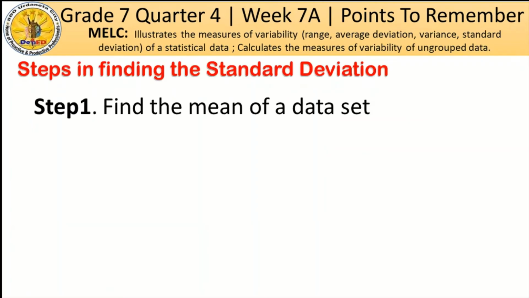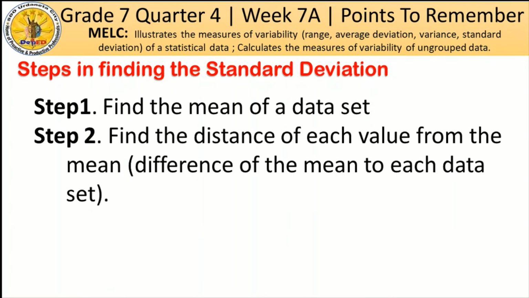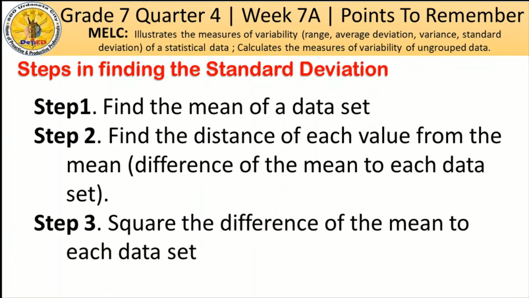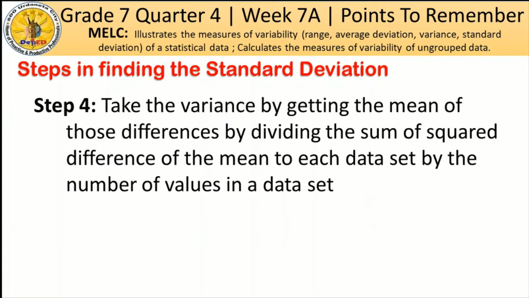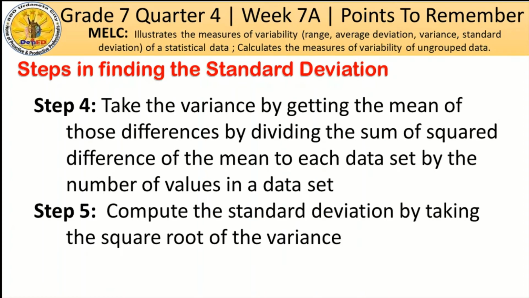So there are steps in finding the standard deviation. Step 1, find the mean of a dataset. Step 2, find the distance of each value from the mean or the difference of the mean to each dataset. Step 3, square the difference of the mean to each dataset. And step 4, take the variance by getting the mean of those differences by dividing the sum of squared difference of the mean to each dataset by the number of values in a dataset. And step 5, compute the standard deviation by taking the square root of the variance.